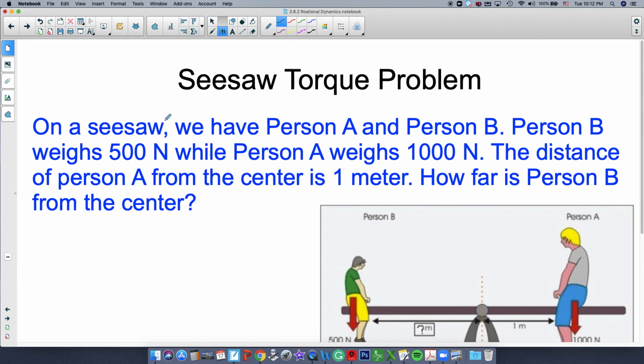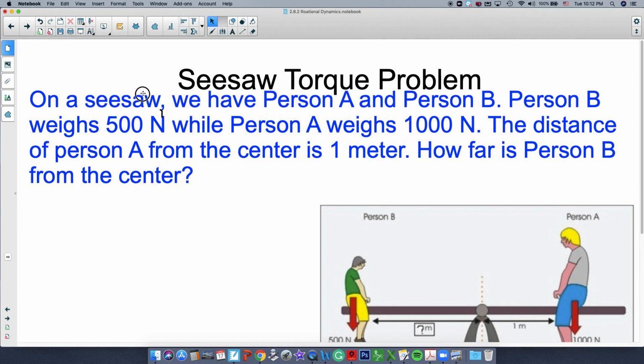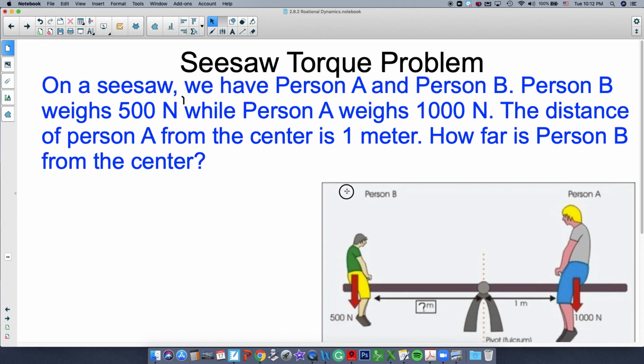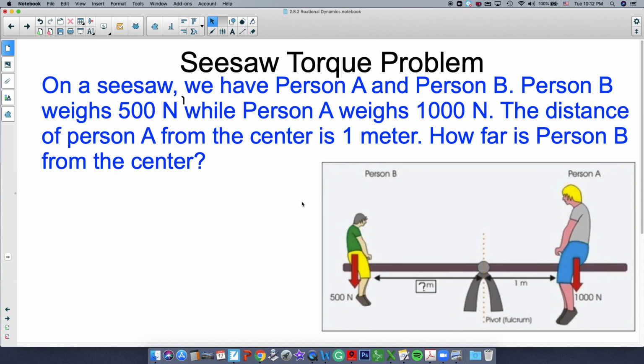So here, this one's a little bit more advanced. We have a seesaw problem. Oops, see if we can get this to cooperate for me. Okay, so we've got a seesaw torque problem. We have person A and person B sitting on the seesaw. Person B weighs 500 newtons while person A weighs 1,000 newtons. The distance of person A from the center is 1 meter. So this is person A, his distance is 1 meter. How far is person B from the center? So we don't know how far this dude is from the center.